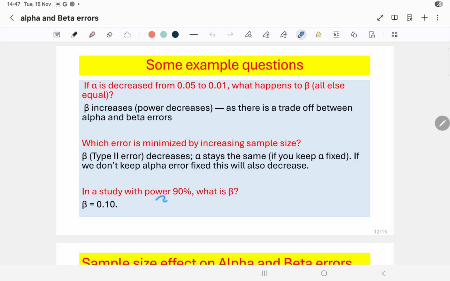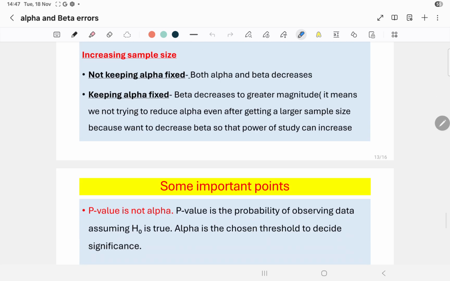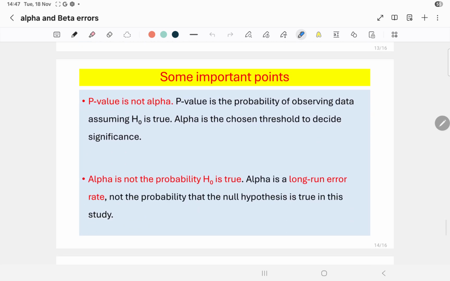Right? If in a study the power is 90%, what is beta? We discussed that power is equal to 1 minus beta. So beta is 0.1. I hope this is clear. So we have some important points from the discussion.